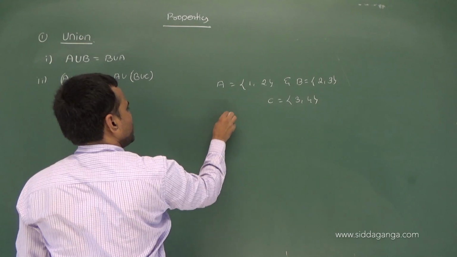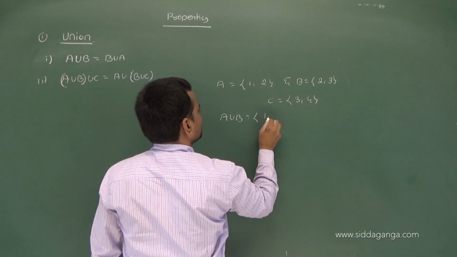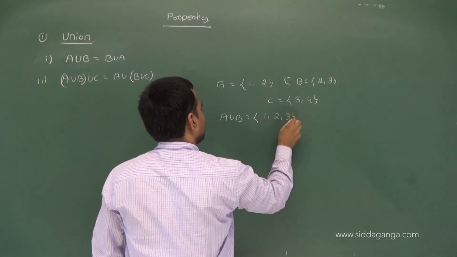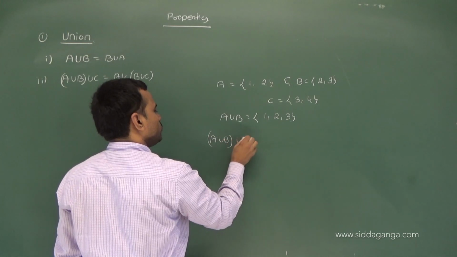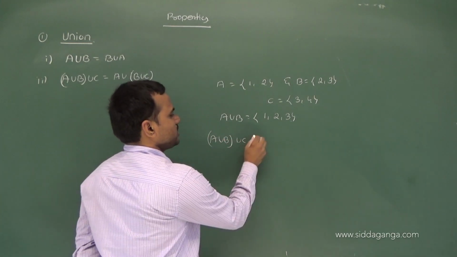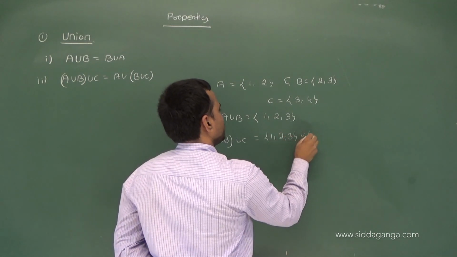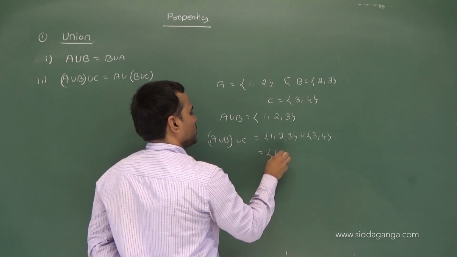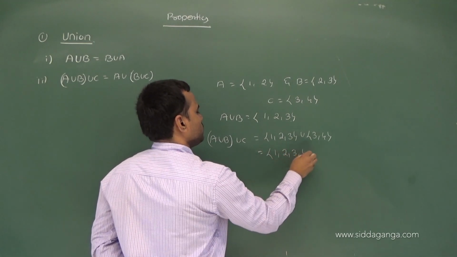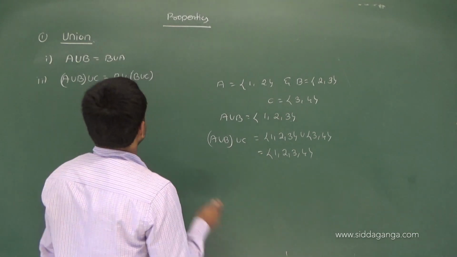Firstly I find A ∪ B. A ∪ B is what? A ∪ B is {1, 2, 3}. So then (A ∪ B) ∪ C is {1, 2, 3} union {3, 4}. So the answer is {1, 2, 3, 4}. Correct? Now the RHS.